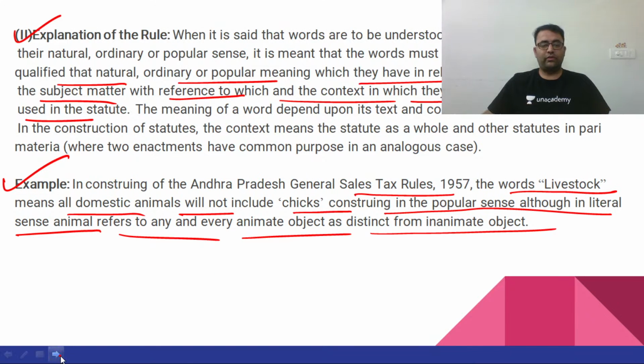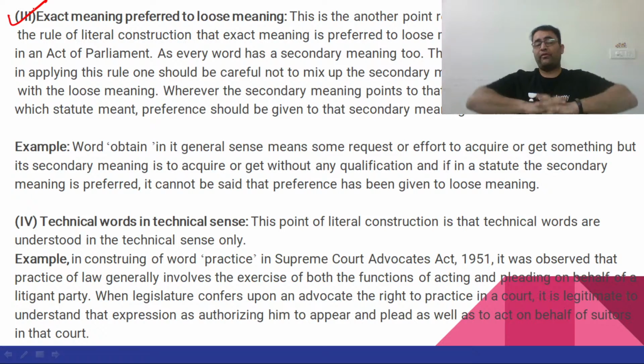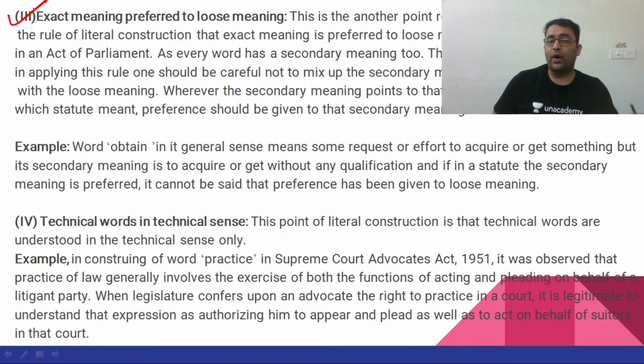Okay, let's move on. Now, let's look at the third one, exact meaning preferred to loose meaning. This is another point regarding the rule of literal construction, that exact meaning is preferred to a loose meaning in an act of parliament, as every word has a secondary meaning too. Therefore, in applying this rule, one should be careful not to mix up the secondary meaning with the loose meaning. Wherever the secondary meaning points to that meaning which statute meant, preference should be given to that secondary meaning as well.